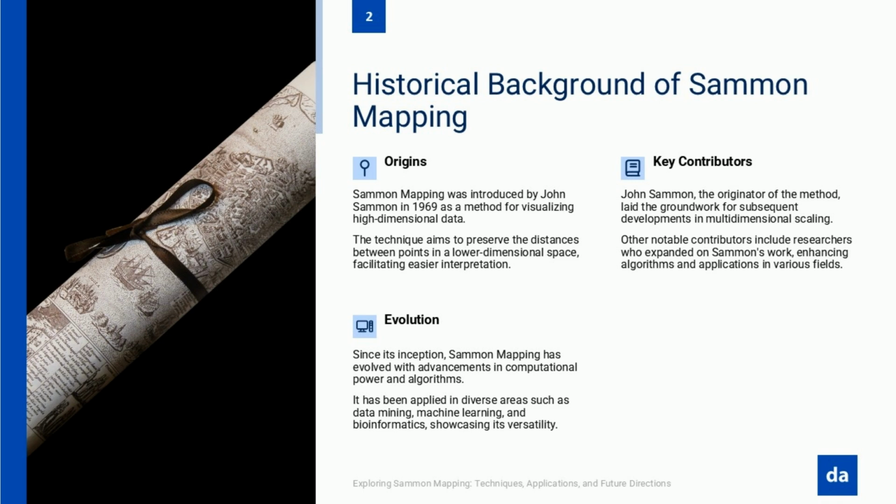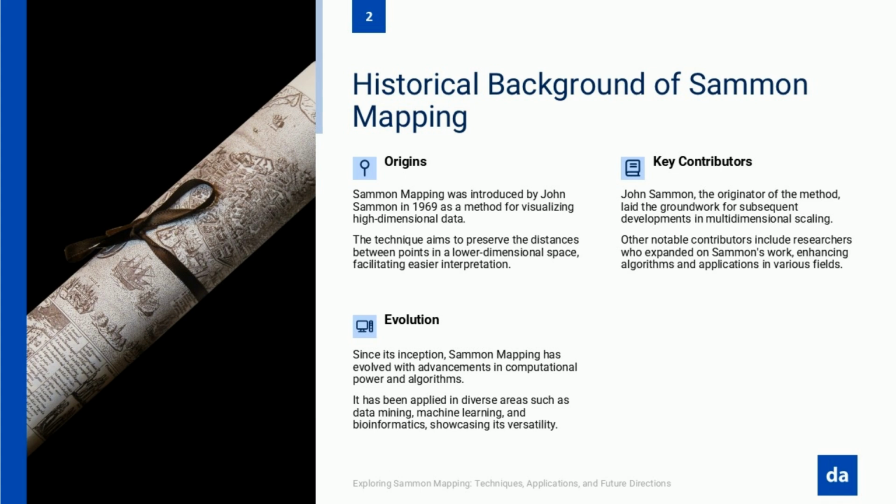But here's the fun part. Sammon mapping didn't just pop up out of nowhere. It was built on the foundations of earlier multidimensional scaling techniques, which were originally used in psychology and sociology to map out human perceptions. Yes, that's right. The same principles that help analyze human behavior were adapted for complex data problems in fields like machine learning and bioinformatics. Over the decades, as computational power increased, Sammon mapping became more practical.